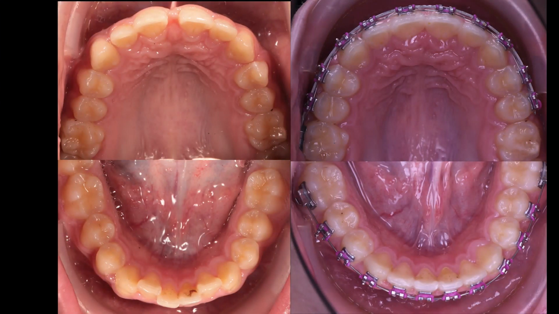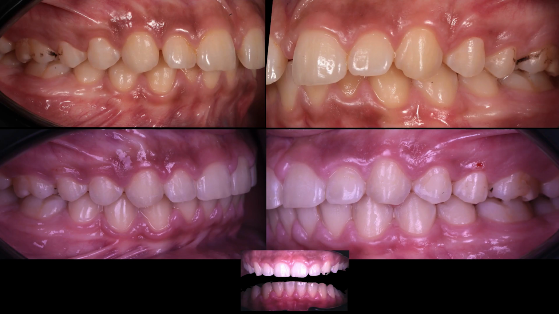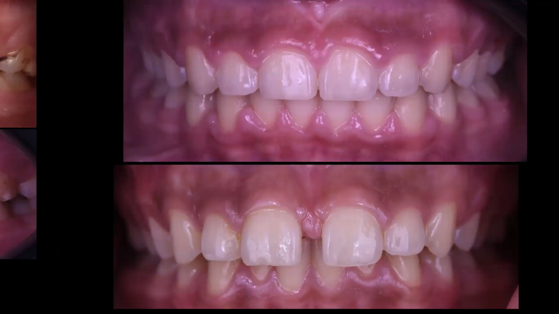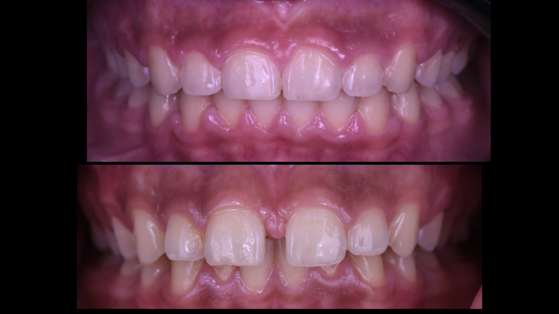And this is the case after complete closure of the upper spaces. At that time I removed the bite raising to allow a little more adaptation and interdigitation between the first molars in the upper and lower arches. After occlusal settling, I removed the braces, and don't forget to place an upper fixed retainer and a lower fixed retainer.